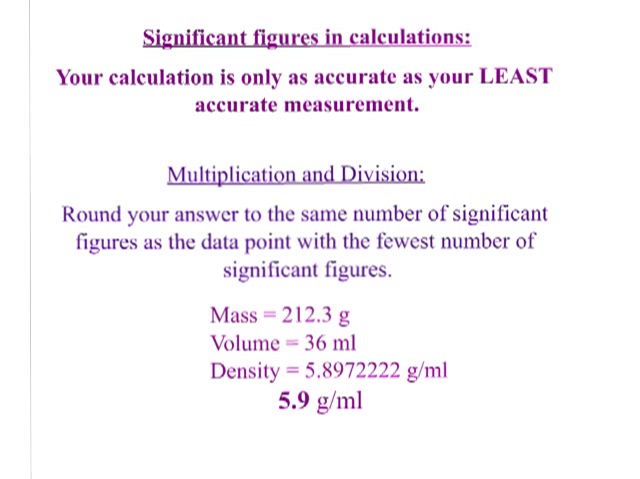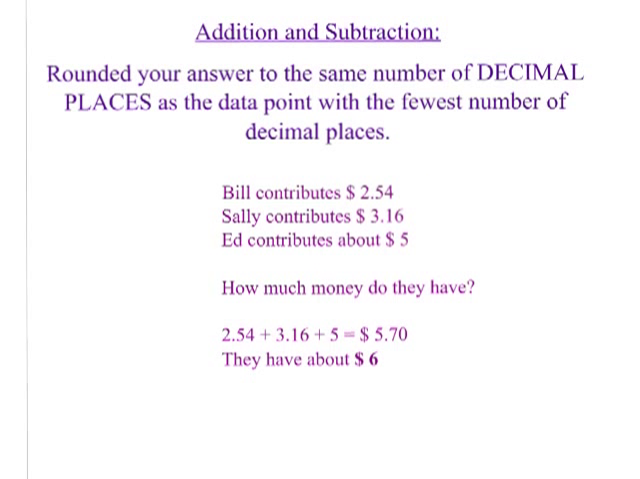Now remember the rules of rounding. We look at the 5.8, and then we have to look at the very next number, 9. If the very next number is a 5 or greater, then we will round up. Well, 9 is 5 or greater, so we're going to round up, and our answer will be 5.9. If that number after was 4 or less, a 4, 3, 2, 1, or 0, we would simply leave it as 5.8. But our answer is 5.9 grams per milliliter.